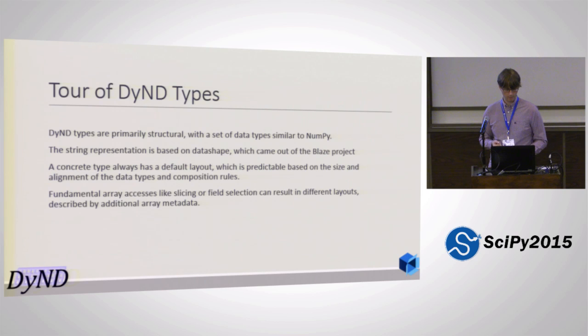structure your types. An important thing is that if you have a concrete type, that maps down to a default memory layout. And it's also predictable. So if you have a 64-bit aligned type, you can predict how that's going to combine with other types if you make a structure or a tuple or things like that.